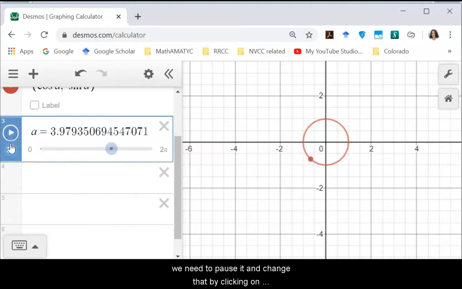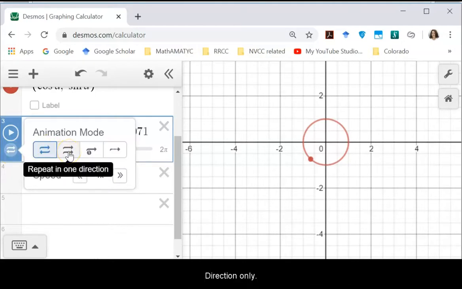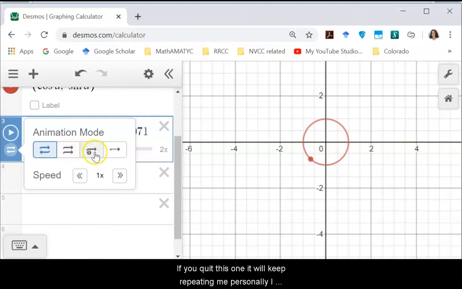We need to pause it and change that by clicking on the double direction arrow and changing to one direction only. If you click this one, it will keep repeating. Me personally, I only want to do it one time. I usually use the single direction with the one below it so that I can see what it looks like.